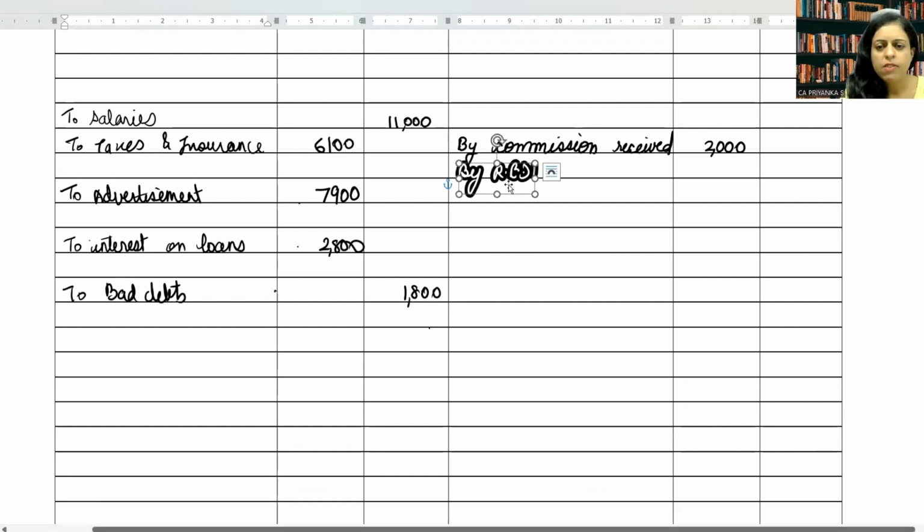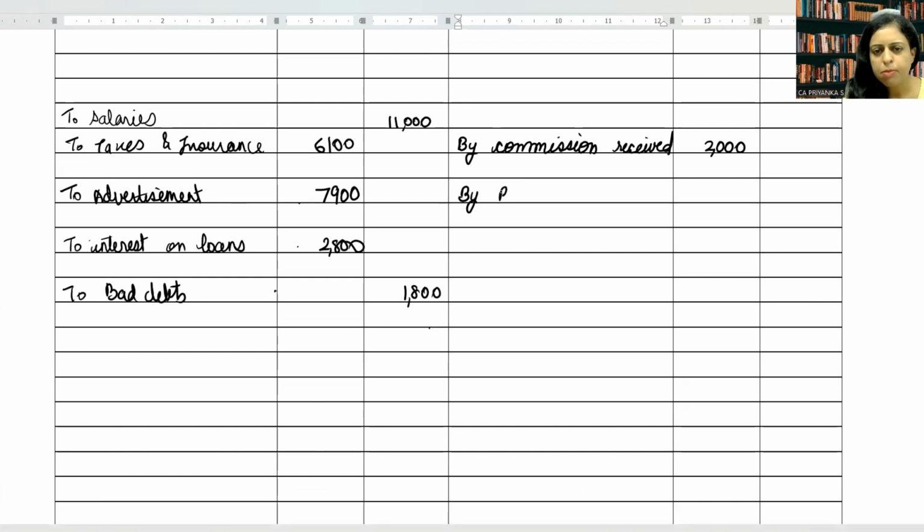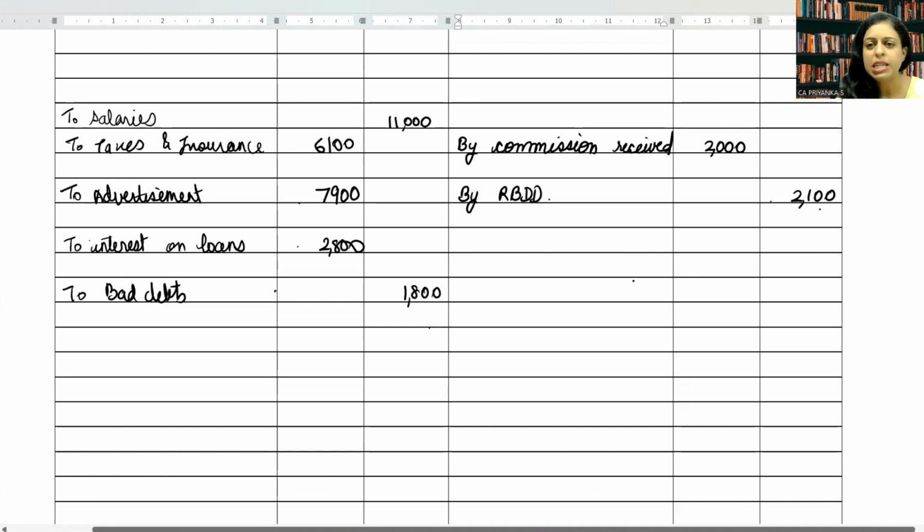Sorry, this is having adjustments. So I'm leaving some space for adjustment. Now I'm going to write the amount of RBDD. See, it is having a credit. So I'm giving a credit impact here. What is the amount of RBDD? 2,100. So I'm writing in the outer column. The new reserve that we are going to create is going to be created separately. So don't confuse that with this RBDD. This RBDD is an old reserve which we are now writing off. So RBDD is written off.